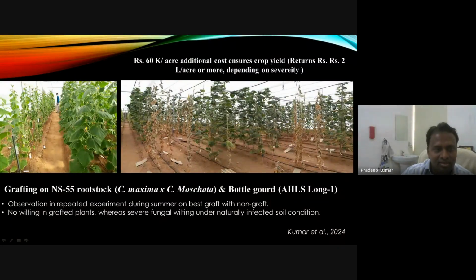To cope with this, we tried the grafting technique, and we found that grafting cucumber on Cucurbita maxima x moschata rootstock works. We used several rootstocks, but found one commercial rootstock from Namdhari Seeds, and some bottle gourd rootstocks, and you can also use pumpkin, that will provide resistance to Fusarium wilt. We found 100% wilt resistance in this case. You can see here, wherever cucumber is planted in 4 replications, they are completely wilted, whereas the grafted plants are not wilted. That means they have resistance, and they also give good yield.